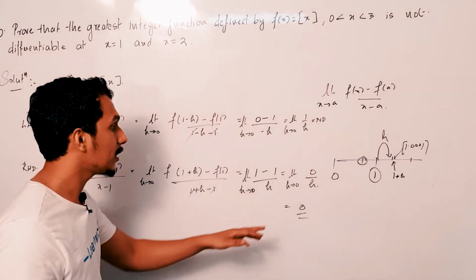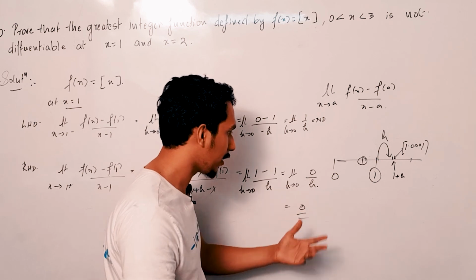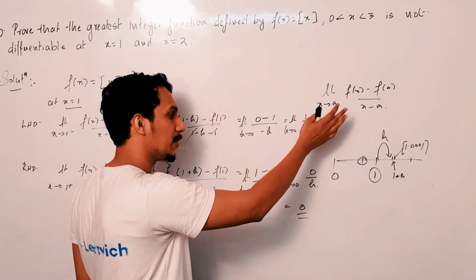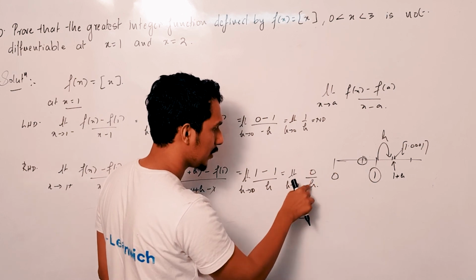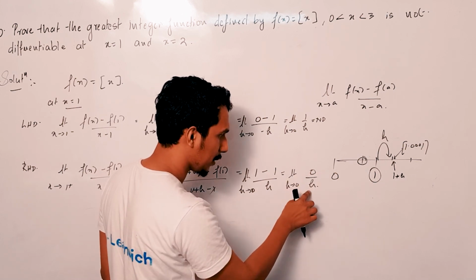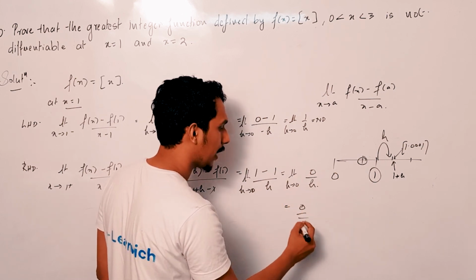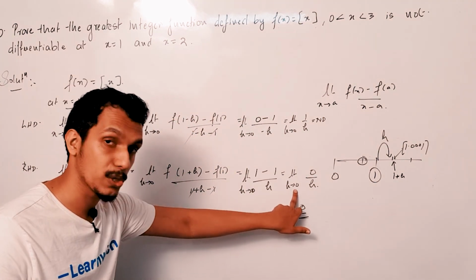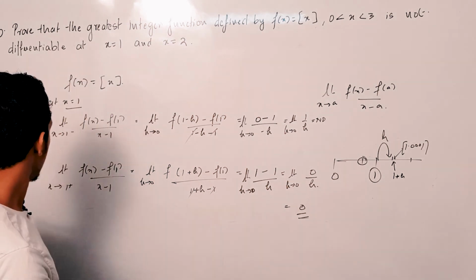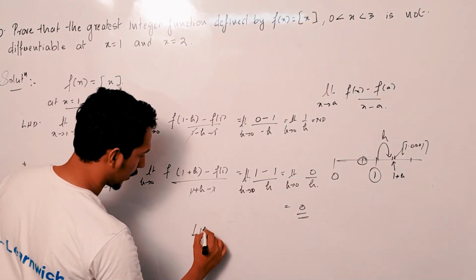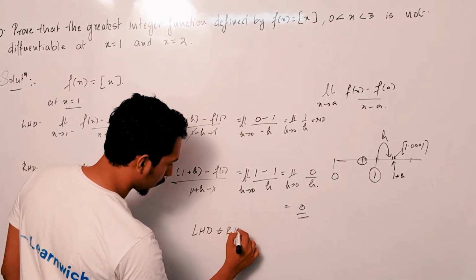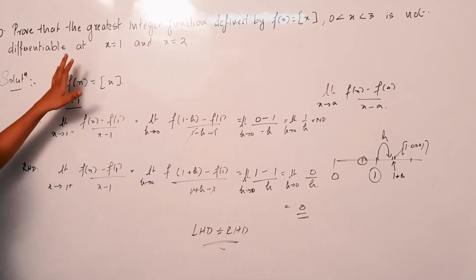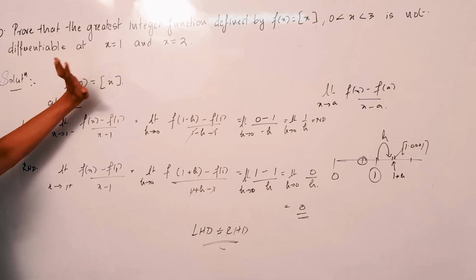Don't say that it is 0 by 0, which is again not defined. No, this is 0 divided by a very small value. Earlier it was 1 divided by a very small value, so that's why I said it is not defined. But here it is 0 multiplied by some number that is infinity, so again your answer will be 0. H is not 0, it tends to 0, so don't write it as not defined. So here the left hand derivative is not equal to the right hand derivative, right? So this function is not differentiable at x is equal to 1.